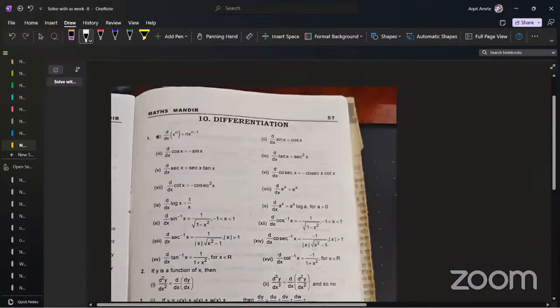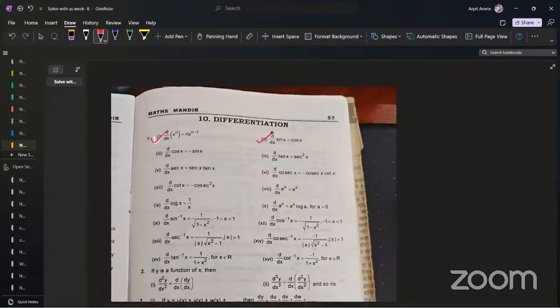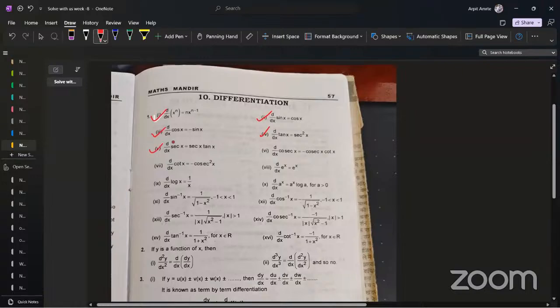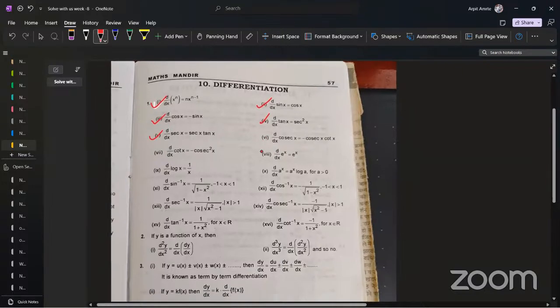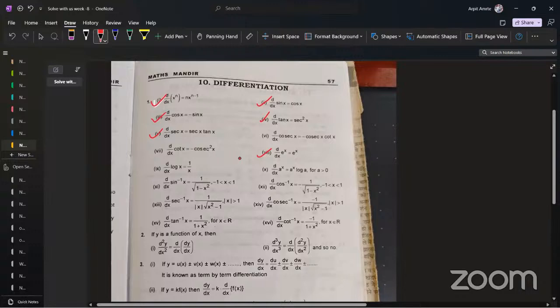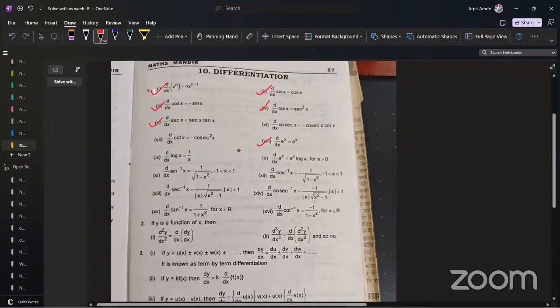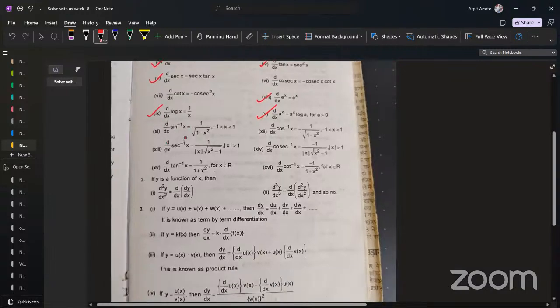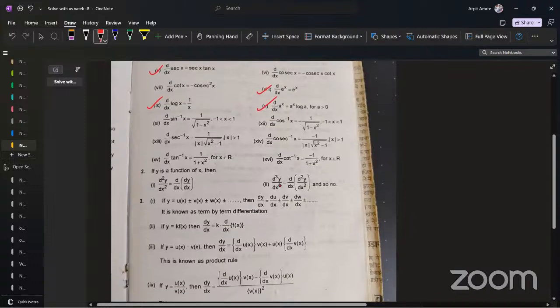Basically, I will tick the important ones. This one is important. This one is important. This is important. This is important. This is important. And this is also important. No need to do all these things.